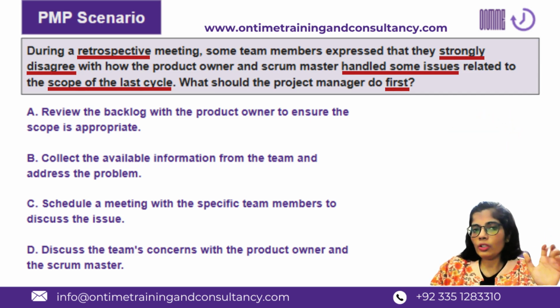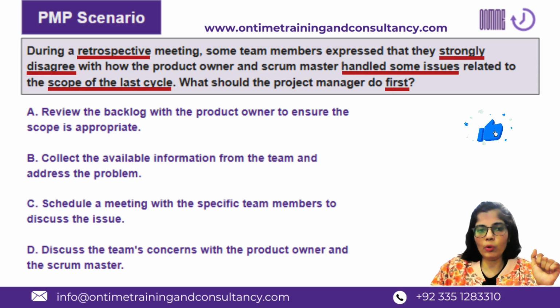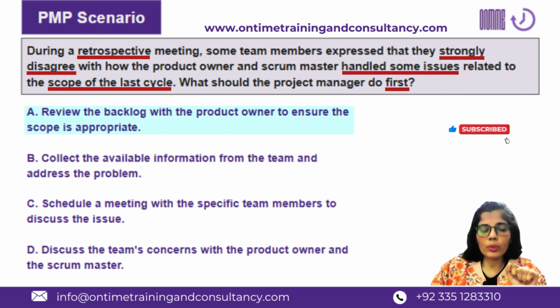Now, this is a collaboration related situation. And this conflict has occurred because the team is not well aligned or well collaborating with each other. So whichever option choice is going to be the best should be in alignment with the rules and techniques of team collaborations. Option A, review the backlog with the product owner to ensure that the scope is appropriate.